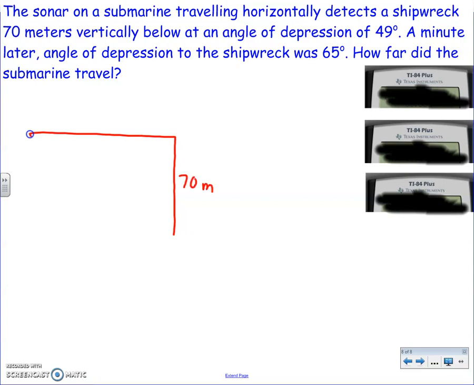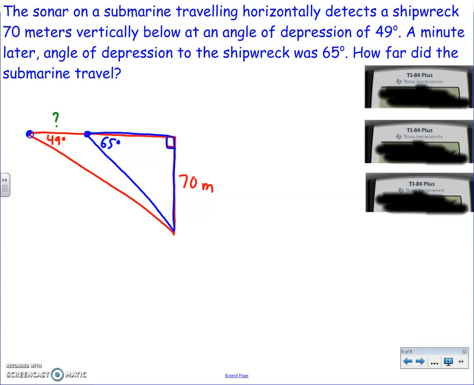All right, so this right here is our first triangle. It is a 49 degree angle of depression. Now, a minute later, the ship's traveling closer. Say it started here and it ends here after a minute. This new triangle right here still has the same vertical height of 70 meters, still a right angle, but now this is a 65 degree angle of depression. The question is how far the ship traveled, how much is this distance right here, that x, that red spot?